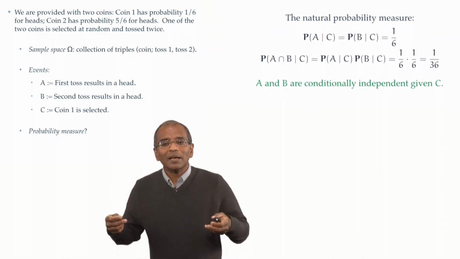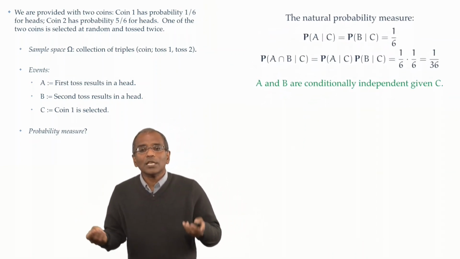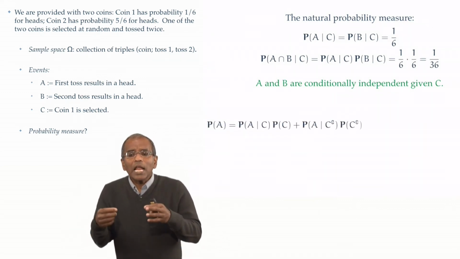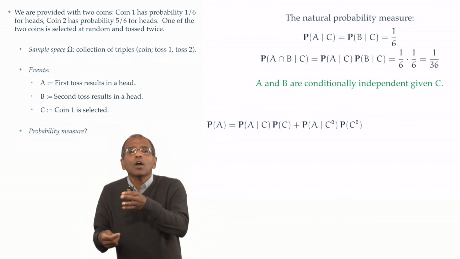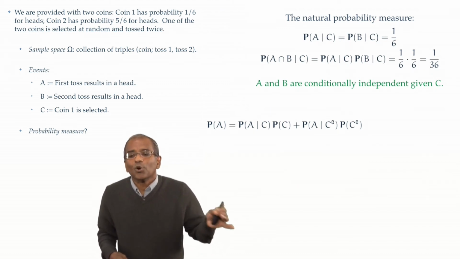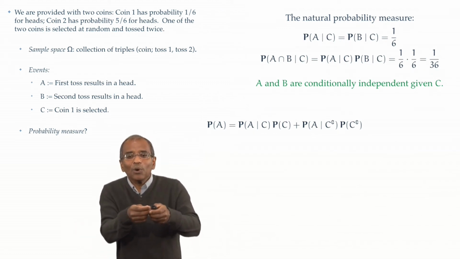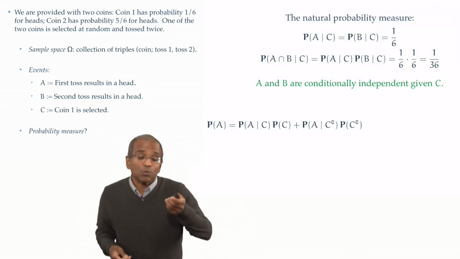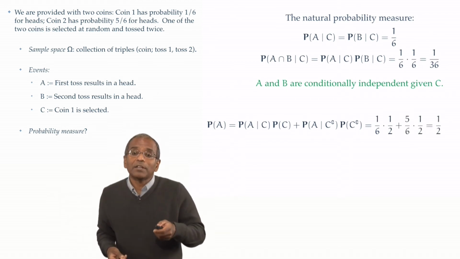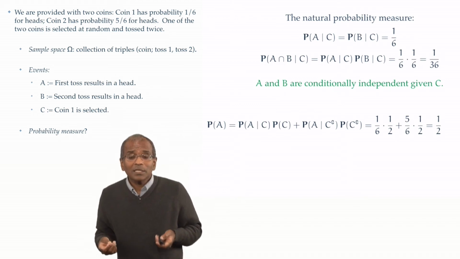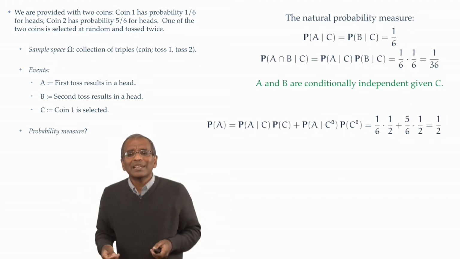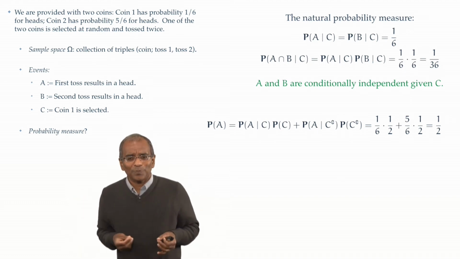The event C partitions the space into two pieces, C and C complement, and therefore total probability, additivity of probability measure, allows us to stitch together a chain for the probability of A involving the conditional probability of a heads given the particular choice of the coin. But here we know all the parameters. The probability of A given C is 1 in 6. The probability of choosing coin 1 is 1 in 2. The probability of A given the complement of C is 5 in 6. The probability of choosing coin 2 is 1 in 2. And the fractions assemble, collapse, and give you back 1 in 2.